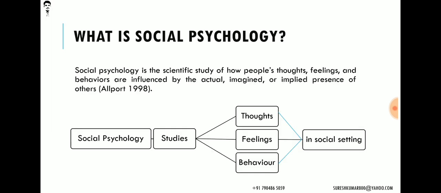Now we are going to look into the definition of social psychology. When you refer to different definitions, one of the definitions is given by Allport. According to him, social psychology studies the thoughts, feelings, and behavior of an individual in a social setting. So when we study how a person is thinking, how he feels, how he behaves in a social setting, those things come under social psychology.